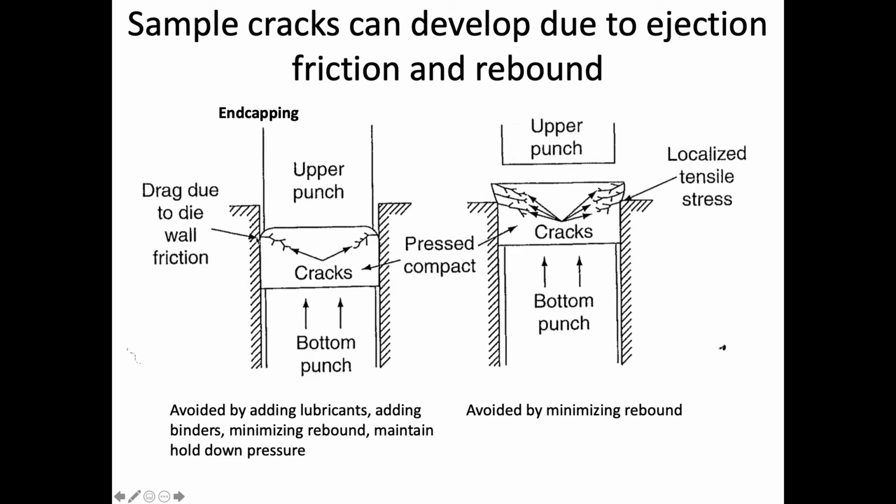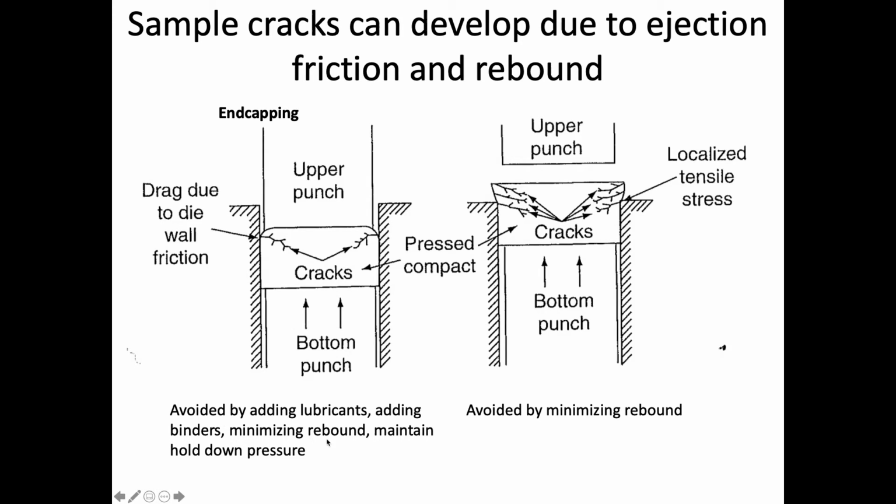And so this causes it to crack, and it actually lifts off this top portion in sort of a cap. And so we call it capping. And so this is one way that we can get cracking in these pellets. And so the way we can avoid this is by adding lubricants to reduce that drag from the wall. We can add binders. That increases the strength of the overall part.